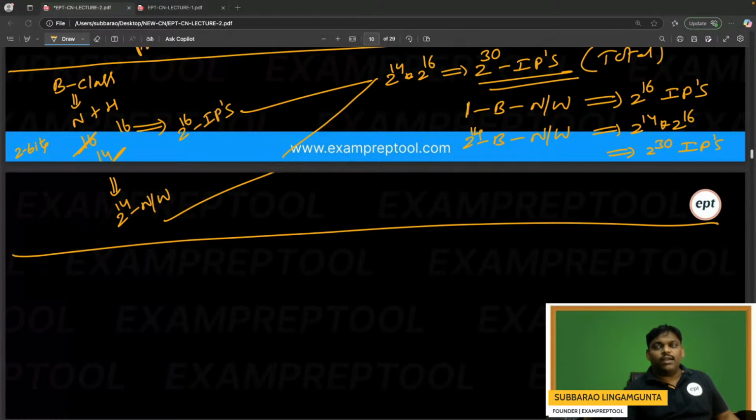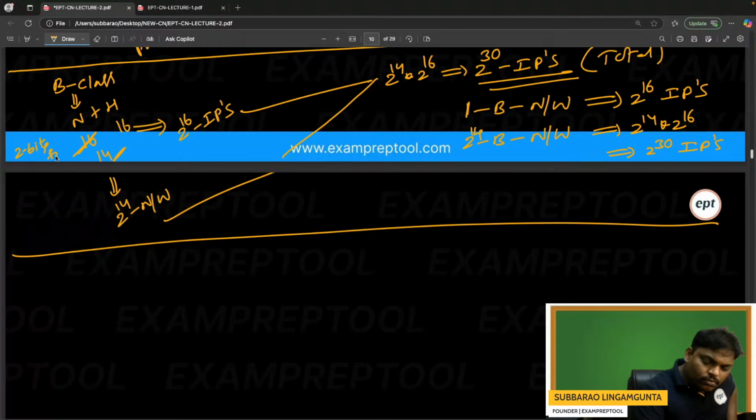Class B: network is 16, host is 16. But in the network, 2 bits are fixed, so it became 14. So 2 power 14 networks. One network requires 2 power 16 IPs. Total IPs of class B is going to be 2 power 30, because 2 bits are fixed. Is it okay? Can I go to the next?